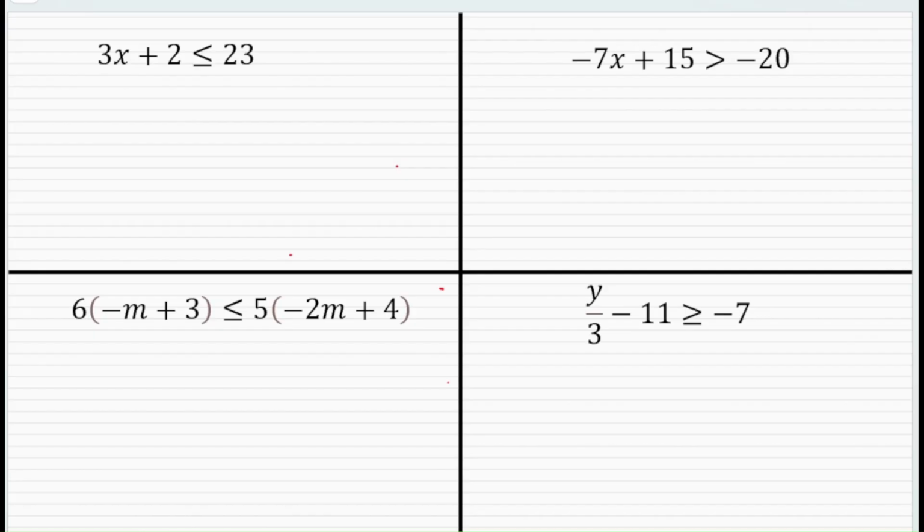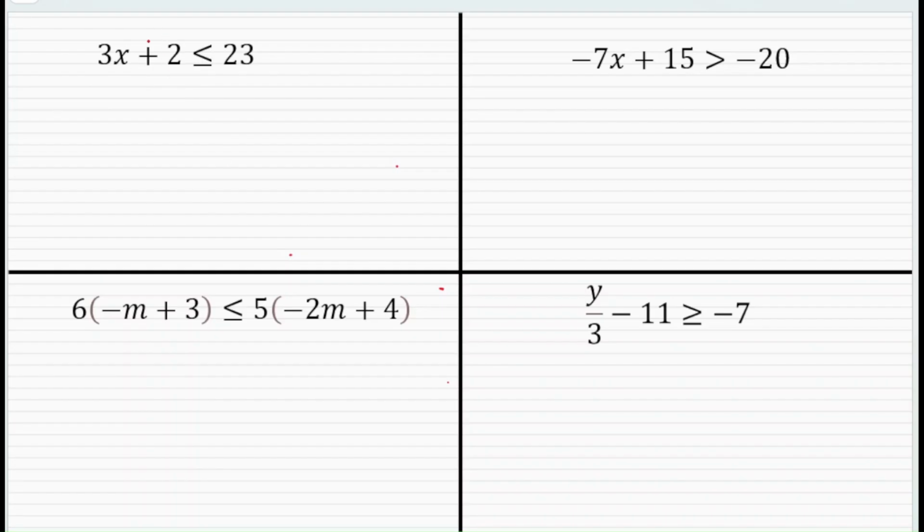So let's get started. The first one is 3x plus 2 is less than or equal to 23. The goal is still the same: isolate the variable, because I need to find the range of values of x which satisfy this inequality. To isolate the variable we can add, subtract, multiply or divide on both sides, just like we do with equations.